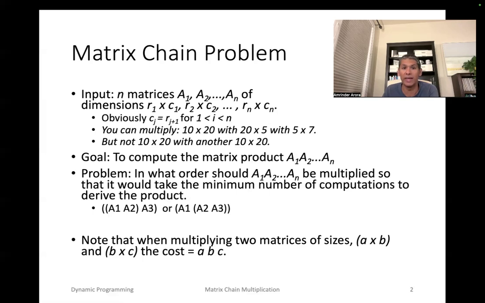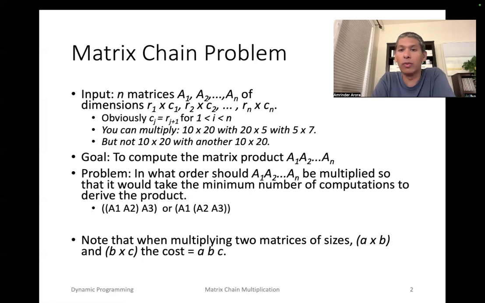So we're given these n matrices, and we have to compute the final matrix product A1 through AN. This is an associative operation. That means we can multiply in many different ways. We can multiply A1, A2 first, or we can multiply A2, A3 first. We cannot shuffle the sequence. We have to keep the sequence as it is, but we can combine any two matrices in whichever order we want. So that's really the problem.